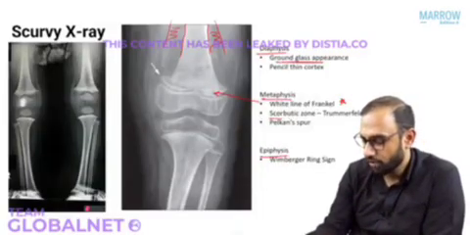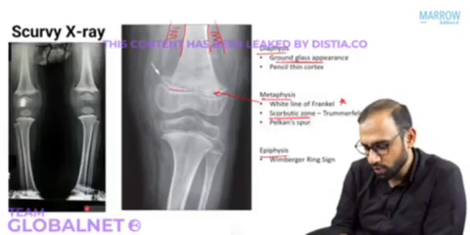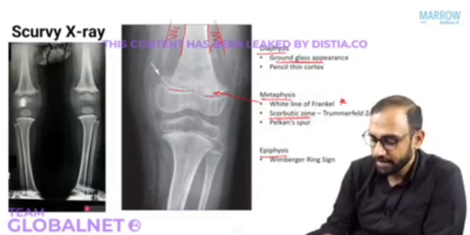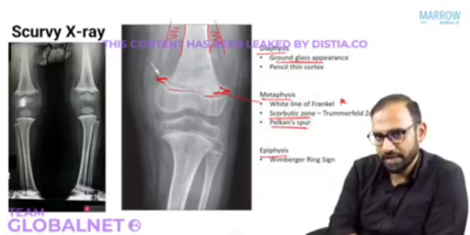Then there is something known as scorbutic zone or Trümmerfeld zone. It's this lucent zone, this lucent or dark zone, right? And then there is Pelkan spur. Pelkan spurs are these spurs in the metaphysis at the edges. Okay, so these are Pelkan spurs.